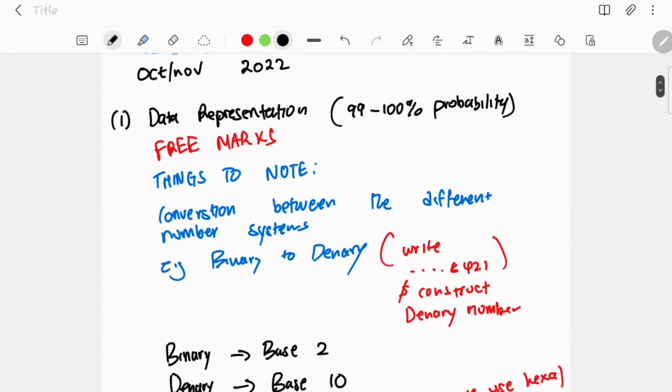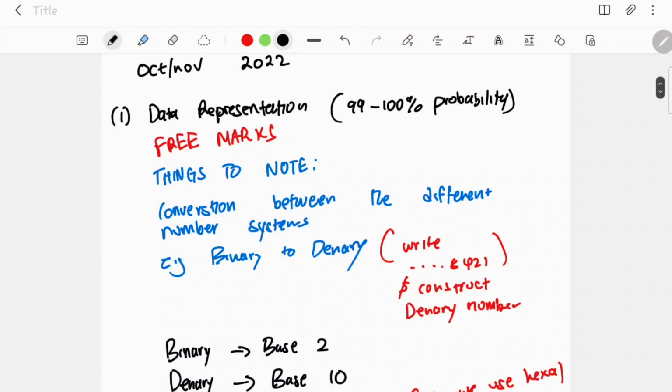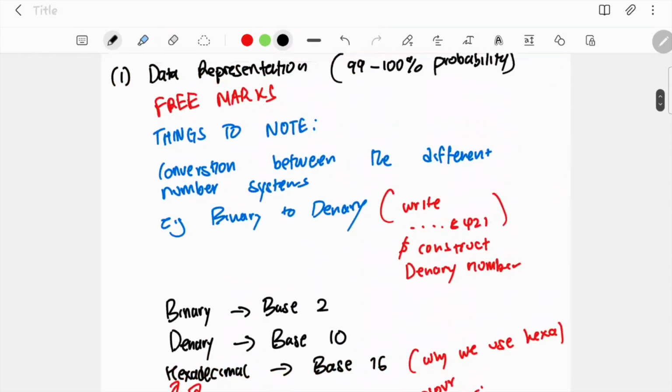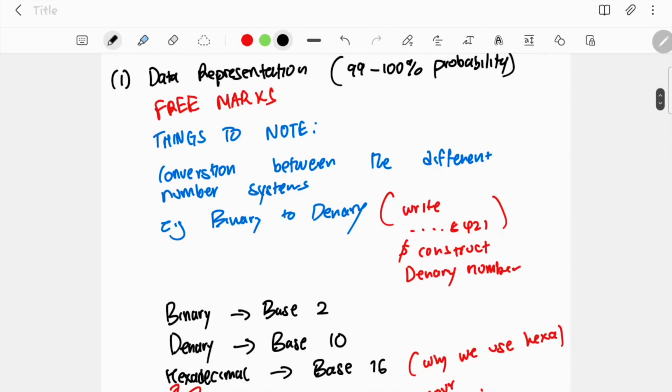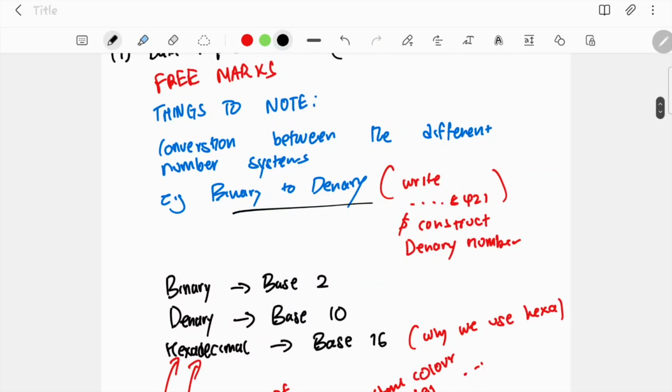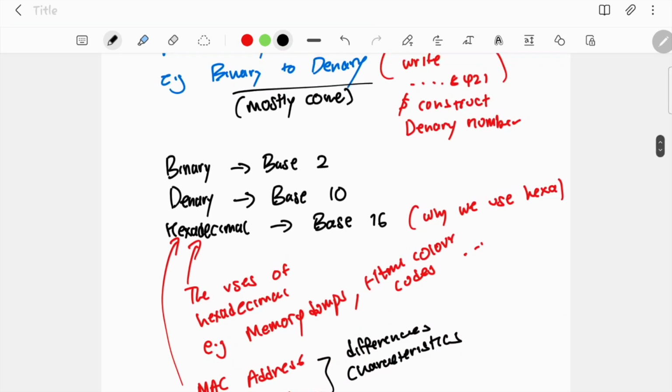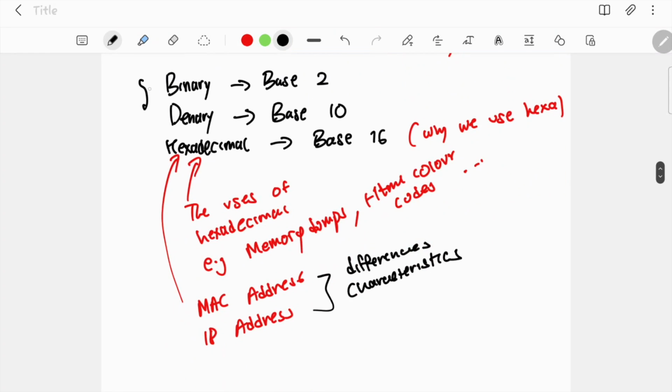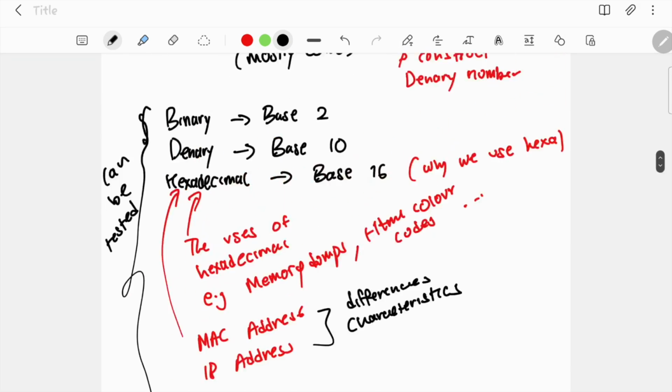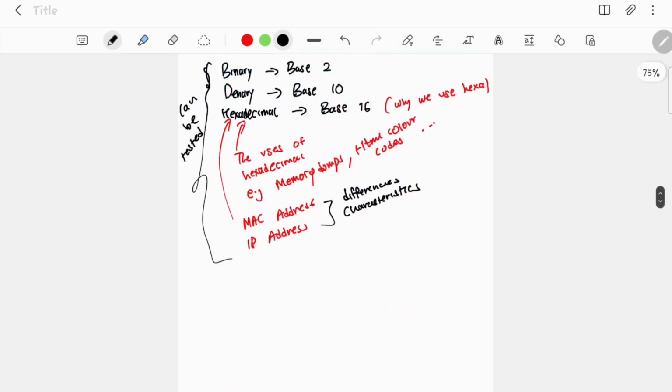So when I talk about data representation, this is what I am expecting to come, and there is a very high probability that this will come. I want you to realize this. Do not take this lightly, especially these, because they mostly come. Now these secondary topics can be tested. Not always, but they can be tested.